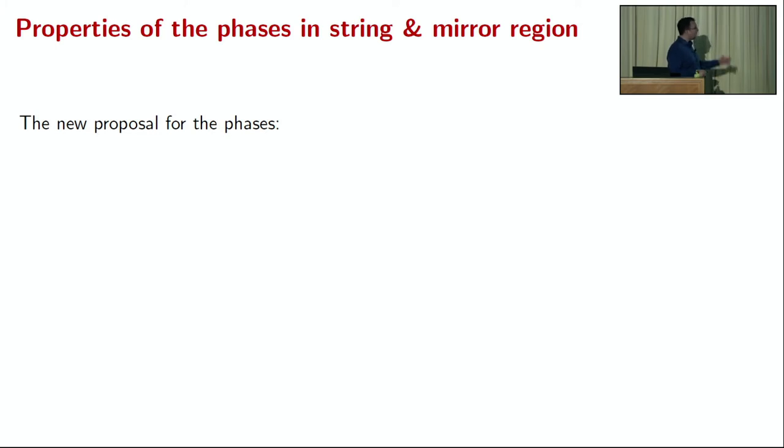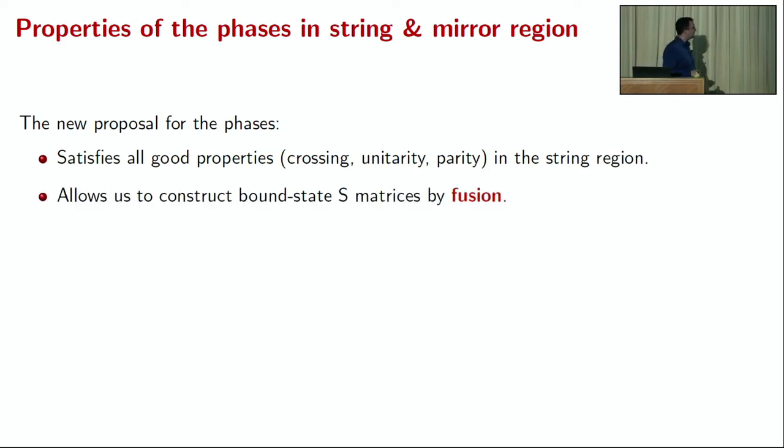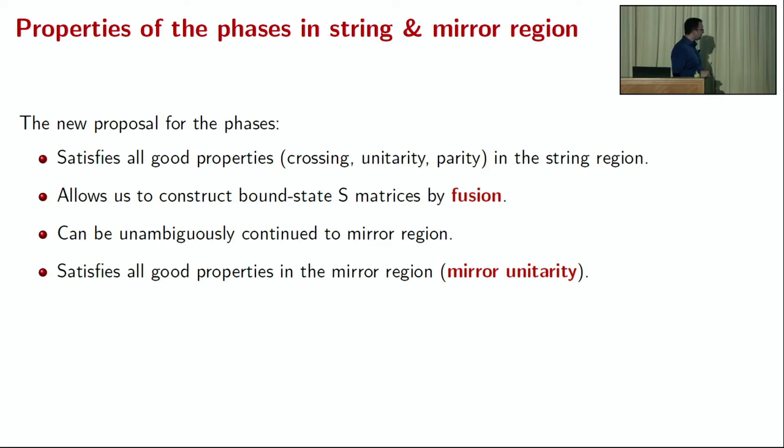So by using all this, what we can show is that we have a new proposal for the phases, and it satisfies all the good properties in the string theory by construction: crossing, unitarity, parity and so on. It allows us to construct bound states in the string theory by fusion, indeed. And it can also be unambiguously continued to the mirror region. The phases that you get in the mirror region satisfy all the good properties that you want.